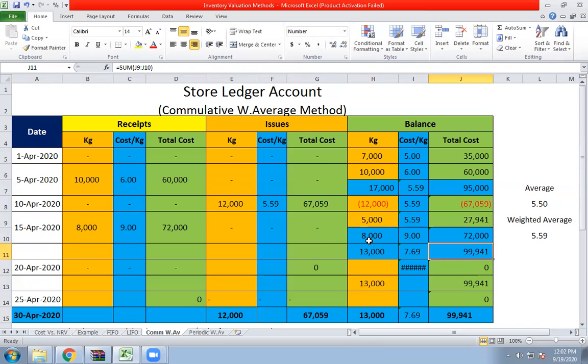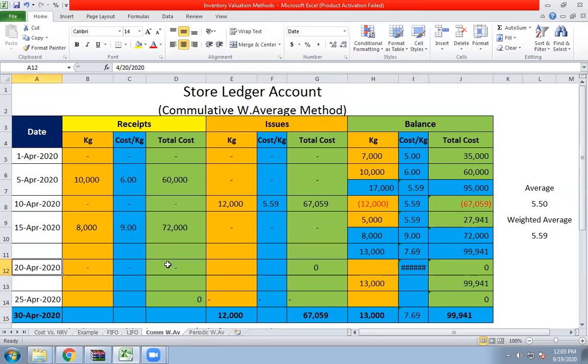Now, once again, as I have made a purchase, I will calculate new cost per kg in the same manner. I will add these costs, I will add these kgs, and then I will divide this. So once I add these costs, it becomes 99,941, and I have 13,000 kg in stock. I will divide this value with 13,000, making a cost per kg of $7.69. I will issue next material at this 7.69.